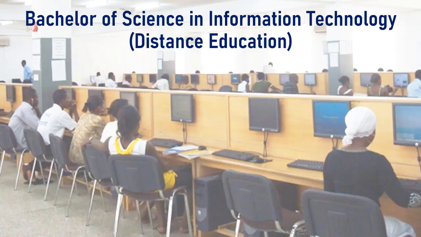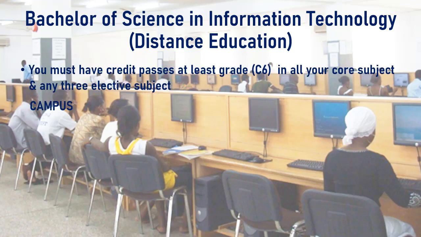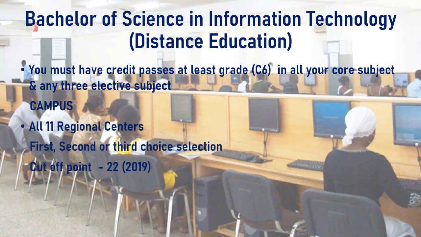Bachelor of Science in Information Technology Distance Education, and the requirement is you must have credit passes at least grade C6 in all your core subjects and any 3 elective subjects. This program is available at all University of Ghana's 11 regional learning centers, and it's a first, second, or third choice selection. The cutoff point for last academic year was aggregate 22.